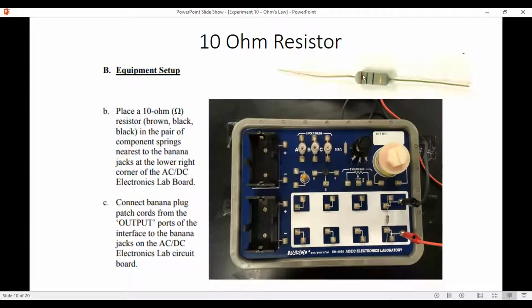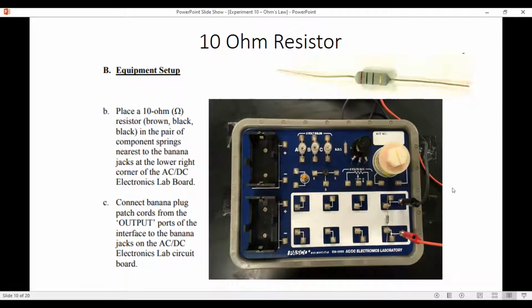And again, brown, black, black, okay? Here it is in the little spring holders. Those are going to electrically connect the computer interface to the resistor. And what we also see is 2 little connectors that go to the interface. This is actually just a circuit connector.